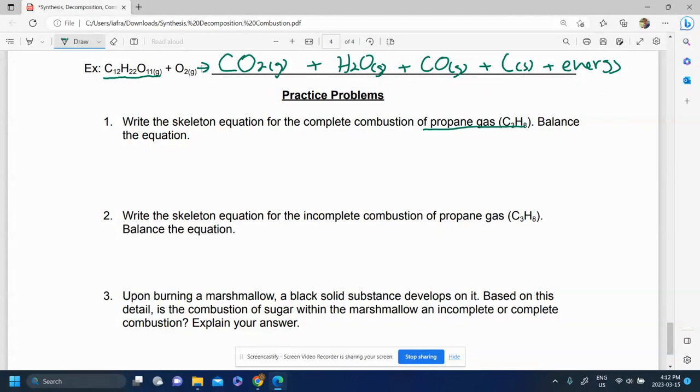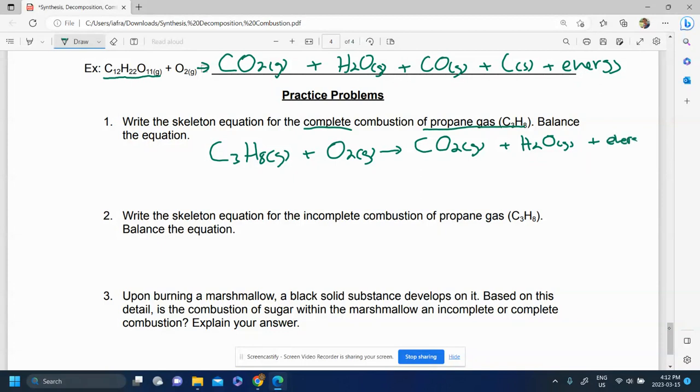Balance the equation. So we'll start off with a skeleton equation. It says complete combustion. So right away you need to know when you hear complete combustion that you're taking that fuel and you're reacting it with oxygen. And since it's a complete combustion, you know the products are going to be CO2 gas plus H2O gas plus energy. And that would be your complete combustion.